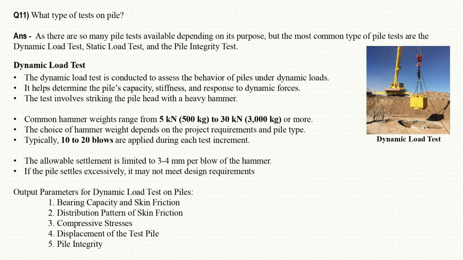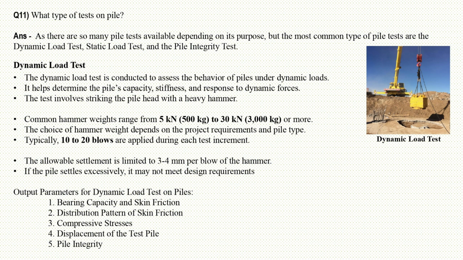Dynamic load test. The dynamic load test is conducted to assess the behavior of piles under dynamic loads. It helps determine the pile's capacity, stiffness, and response to dynamic forces. The test involves striking the pile head with a heavy hammer. Common hammer weights range from 5 kN, 500 kg, to 30 kN, 3000 kg, or more. The choice of hammer weight depends on the project requirements and pile type.